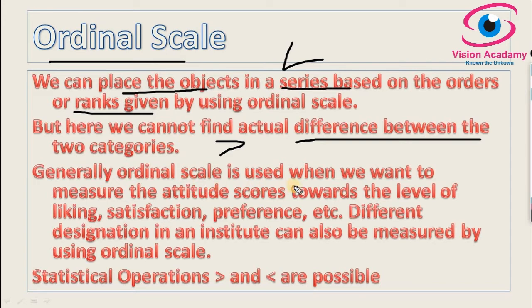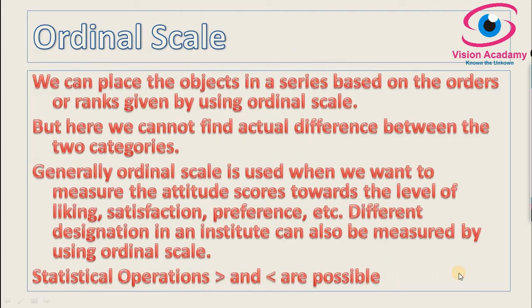Generally, we use the ordinal scale while measuring attitude scores towards the level of liking, satisfaction, preference, and such other things. If you are given a list of ice creams, you can categorize them 1, 2, 3, 4 like that. It is based on your likability. In the sense, you cannot say how much you like strawberry over vanilla. You have just given a preference. So here the statistical operations can be lesser than or greater than, including equal or not equal.